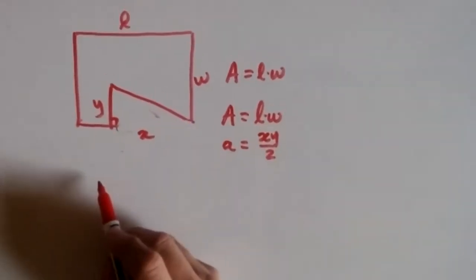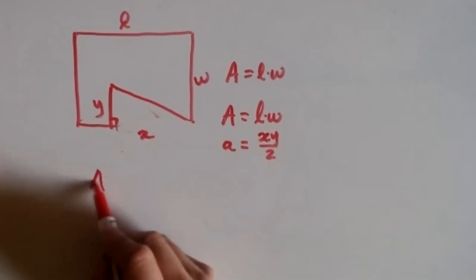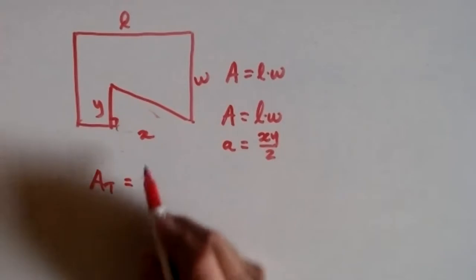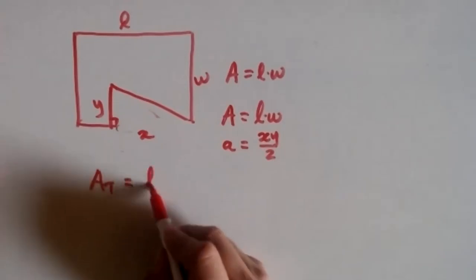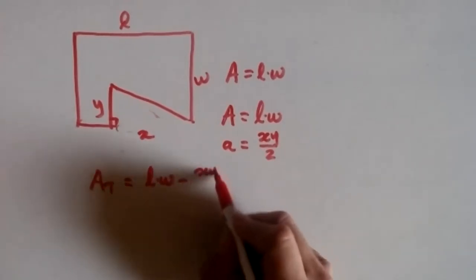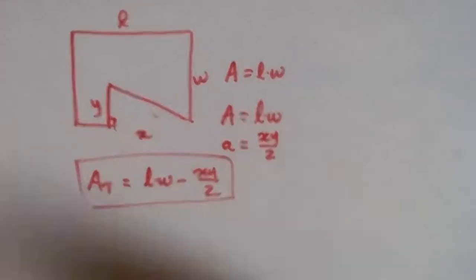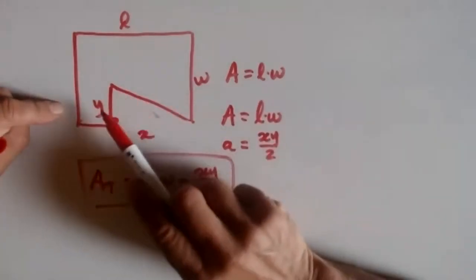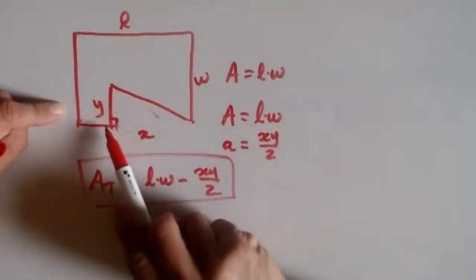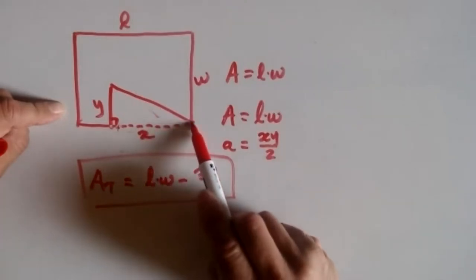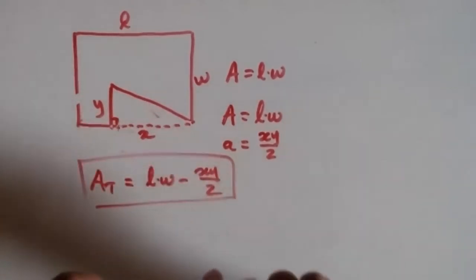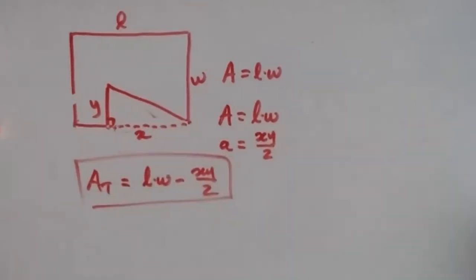So the way to find the area of the region after you cut this one was L times W minus X, Y over 2. So this was the way you were finding the area of this complex shape. You take the area of the rectangle and then you subtract the area of the triangle. That's the cut. So pretty much we are going to do the same here for calculus.